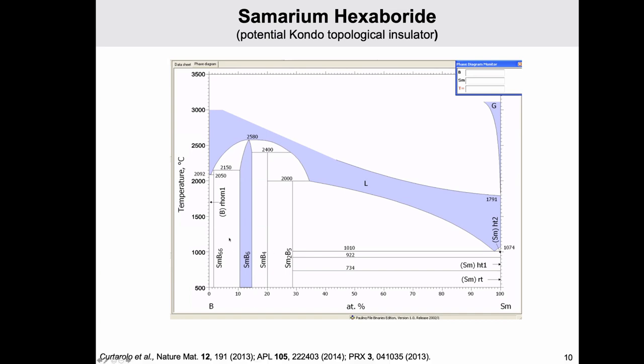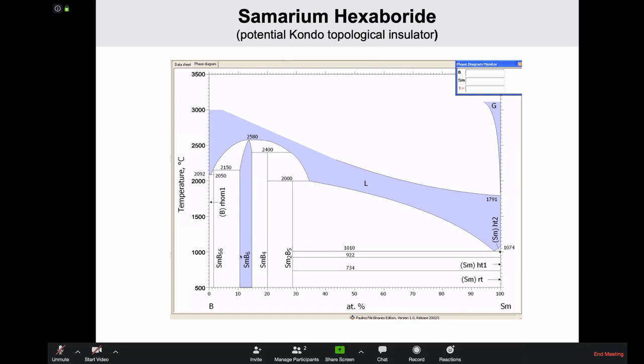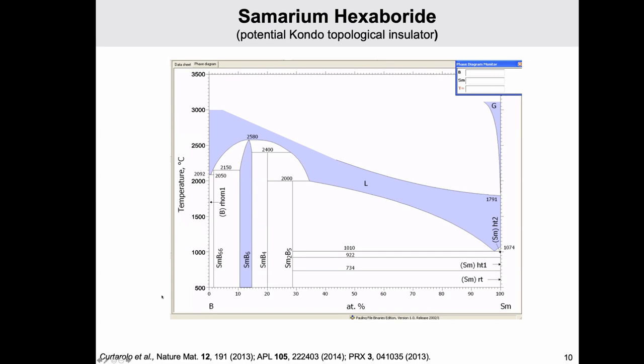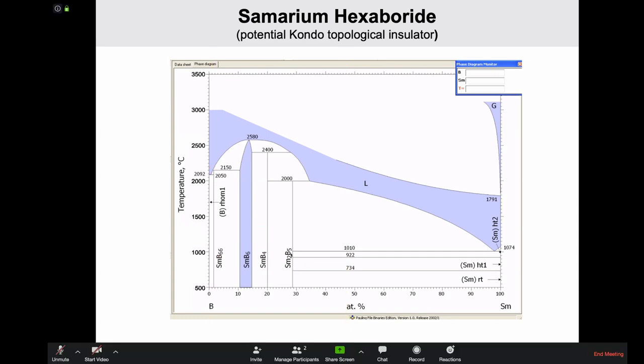How do we create the samarium hexaboride phase? First of all, look here. There is samarium boron 66, samarium boron 4, and samarium 2 boron 5. All these phases can disturb the nucleation of samarium boron 6. What does Ichiro, my friend, do?